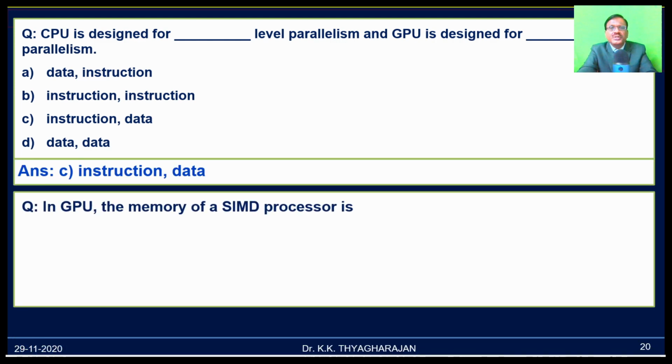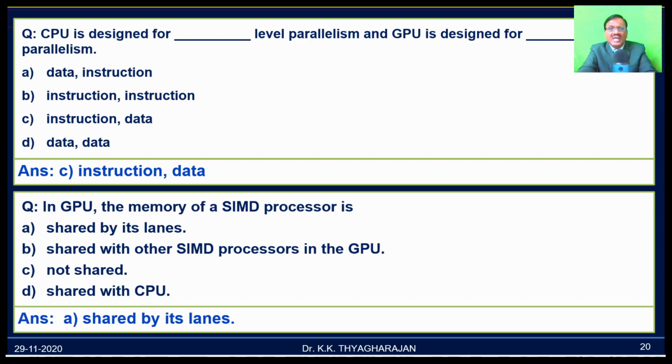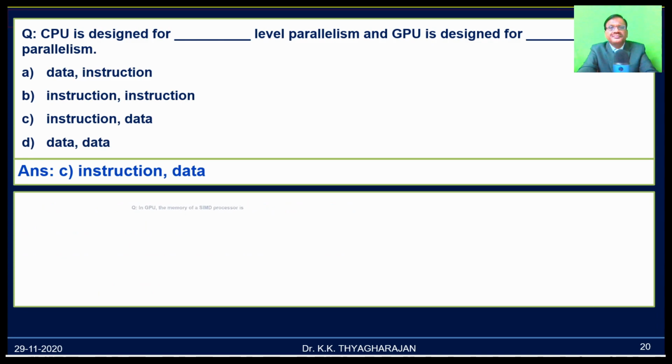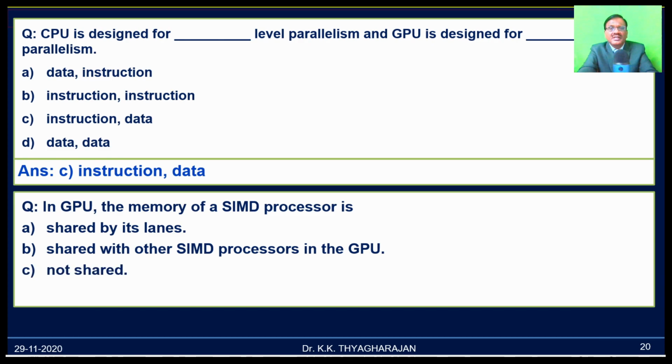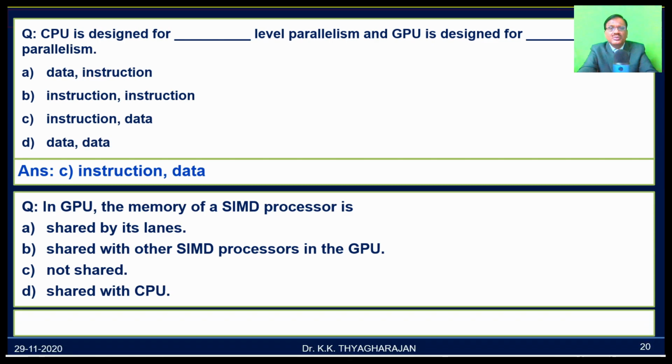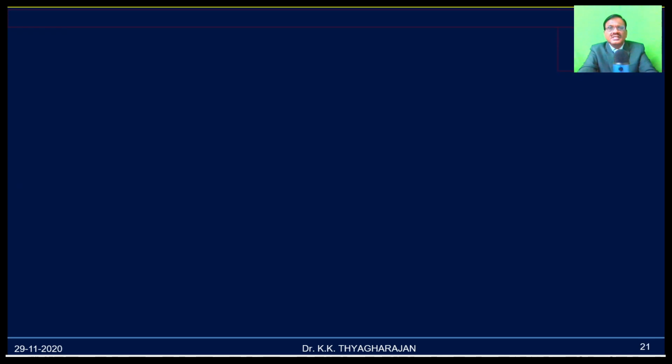The next one is, in GPU, the memory of SIMD processor is A, shared by its lanes, B, shared with other SIMD processors in the GPU, C, not shared, D, shared with CPU. The correct answer is A, shared by its lanes, because SIMD processors will have many lanes. Let us see the next one.